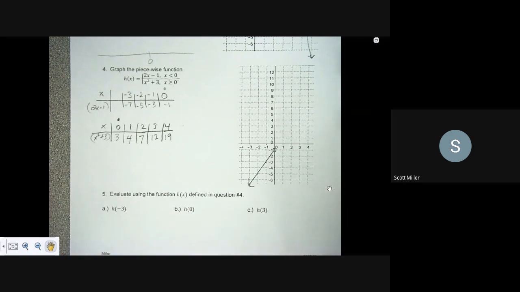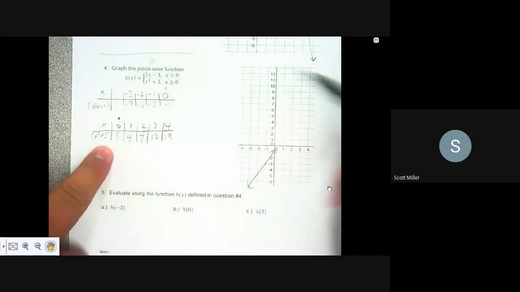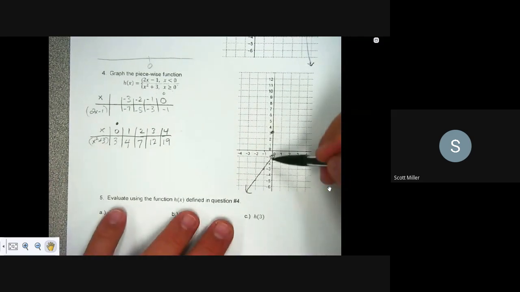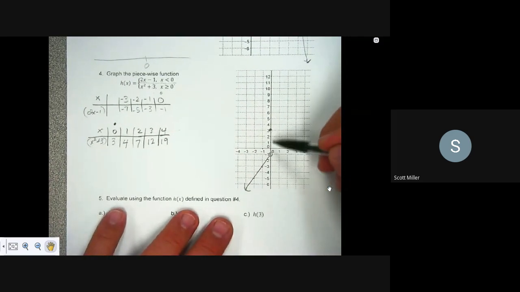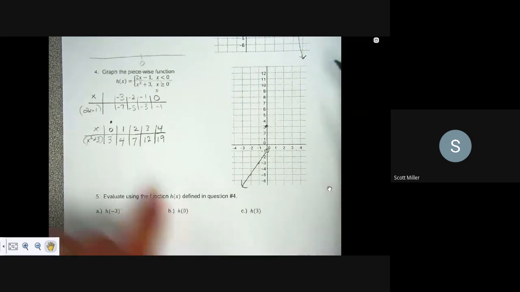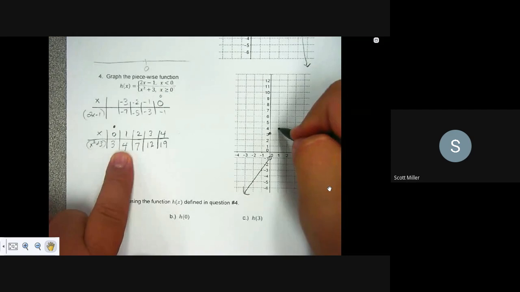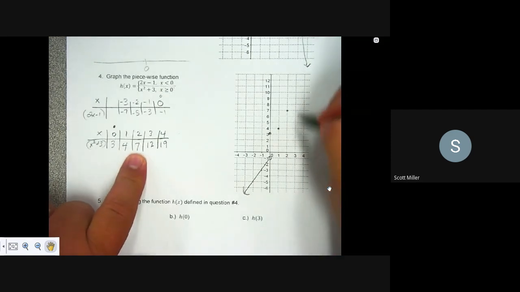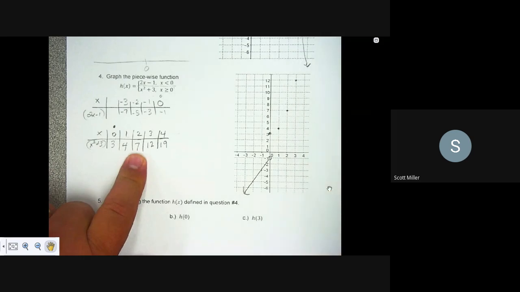Once you have the table, 0, 3 gets a dot. Now, if you're thinking, well, there's 2 values at 0, there isn't. This one is included. This one is not. There's only one value at 0, and that is 3. There is no value on this piece at 0. It's just a boundary. Graph the rest of these things and see what happens. Got that right there. 2 goes to 7. 3 goes to 12. And 4 is gone.